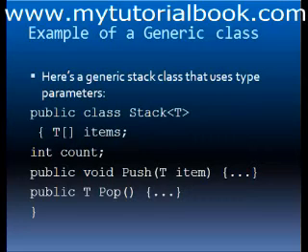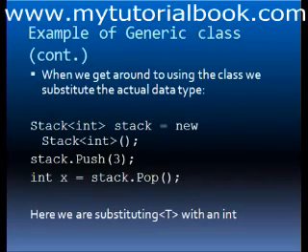And at compile time, I can specify that this Stack class should only work with, let's say, integers or strings or a custom type. So when I get around to using the class, I substitute the actual data type. I declare my stack, angle brackets int, stack equals new Stack, angle brackets int, and then I call the Push method, push an int onto there, and I pop off the stack, and it's a beautiful thing. I don't have to do any conversions. It automatically stores or gives me the result back as an integer, and I can store that in my int x variable.